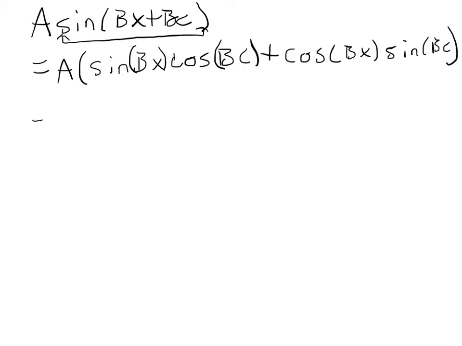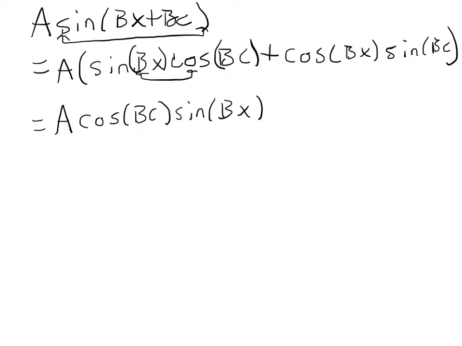And now I'm going to distribute the A through the parentheses and reorganize the terms. So I'm going to write this as A cosine of bc sine of bx. I'm just interchanging these two pieces here. Multiplication is commutative, so I'm just reordering the terms. Plus A sine of bc cosine of bx.